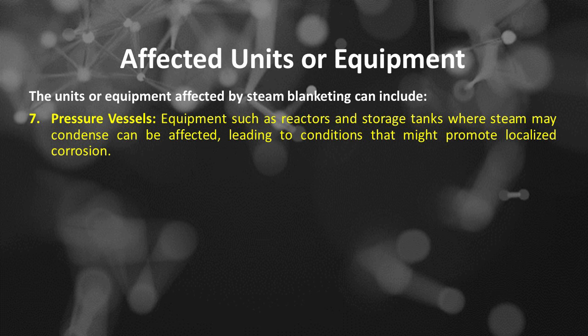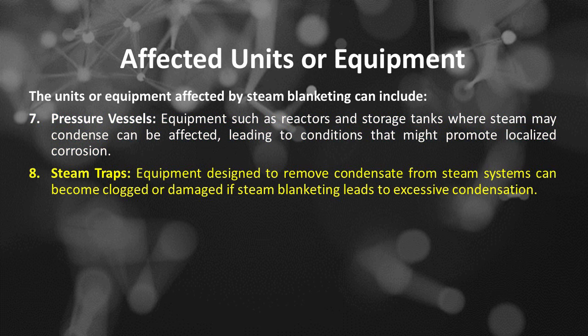Number 7 is pressure vessels. Equipment such as reactors and storage tanks where steam may condense can be affected, leading to conditions that might promote localized corrosion. Number 8 is steam traps. Equipment designed to remove condensate from steam systems can become clogged or damaged if steam blanketing leads to excessive condensation.